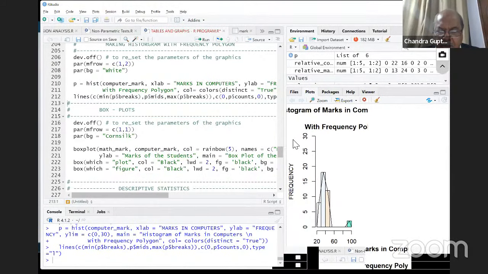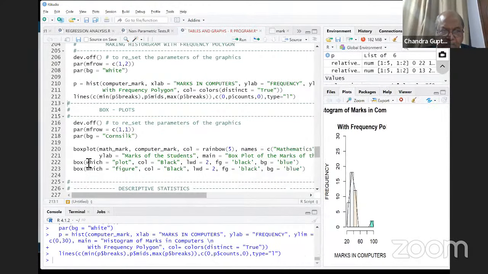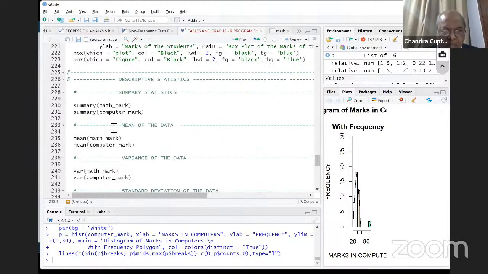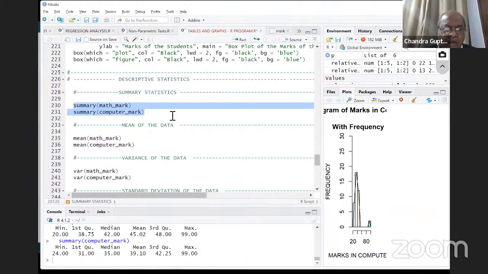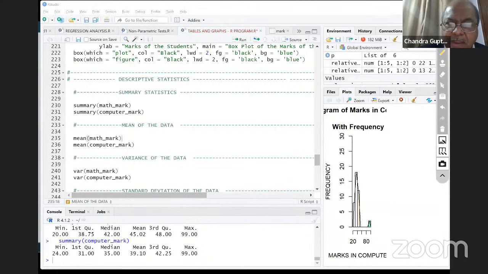Very simple command there. So first you can calculate the summary. Summary itself gives you a lot of information like minimum, first quartile, median, mean, third quartile, and maximum. If you want only the mean, you write mean and marks. So for getting the mean, the command is mean. For getting variance, the command is var.